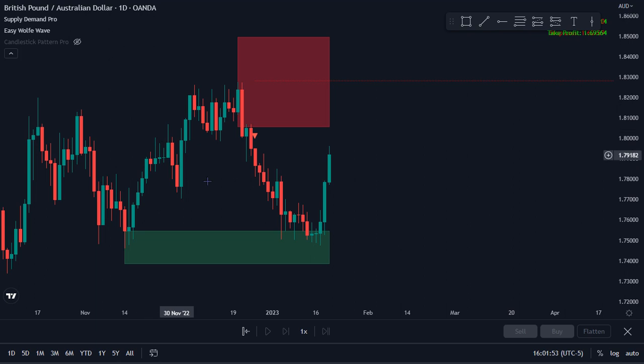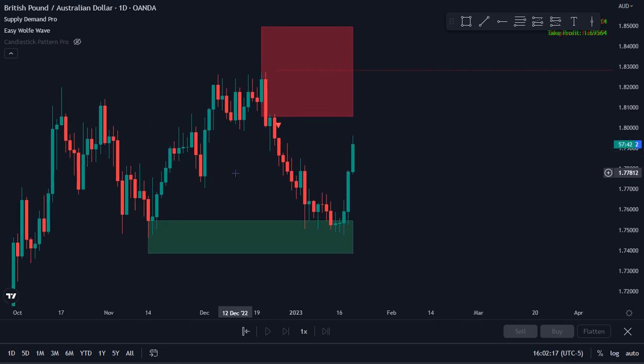My name is Ronald, and in this video, I'm going to go over some ways to use the Easy Wolfe Wave and Supply Demand Pro indicators together. And we're going to use this example here of the British Pound Australian Dollar chart. And I'll bring up the Candlestick Pattern Pro from time to time as well to use that as extra confirmation.